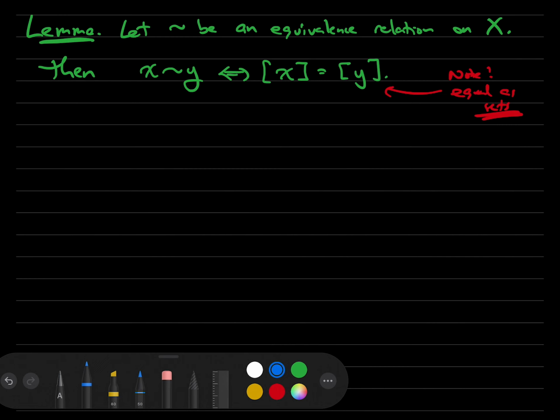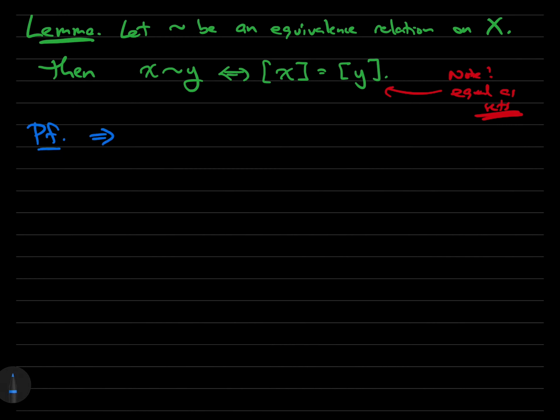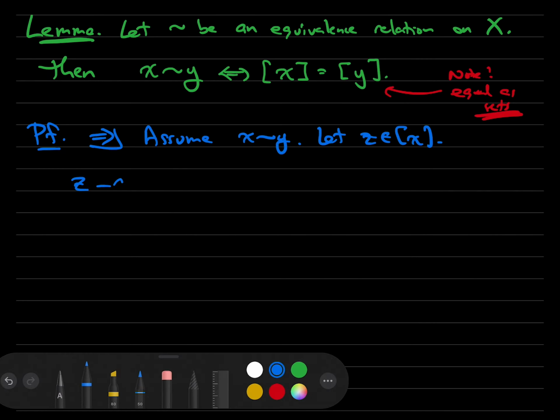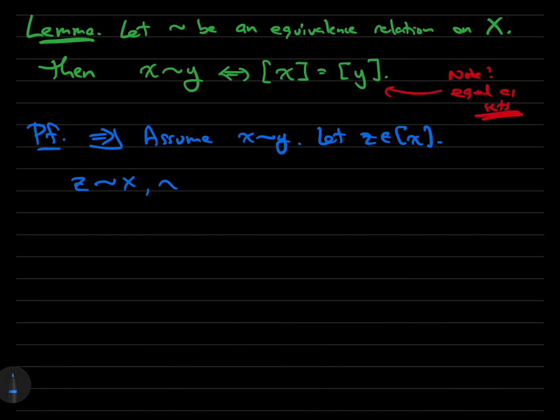Let's go from left to right. Assume that x is equivalent to y. Now choose any point z in the equivalence class corresponding to x. By definition, z is equivalent to x. By assumption, x is equivalent to y. By transitivity, z is equivalent to y, and therefore z is in the equivalence class corresponding to y. Conversely, let z be in the equivalence class corresponding to y.